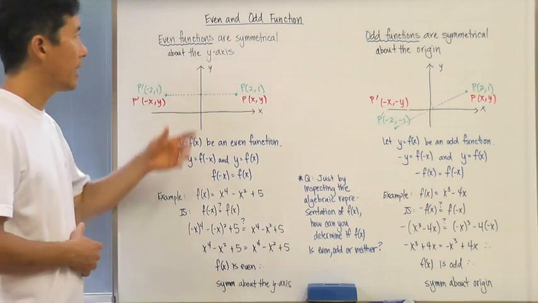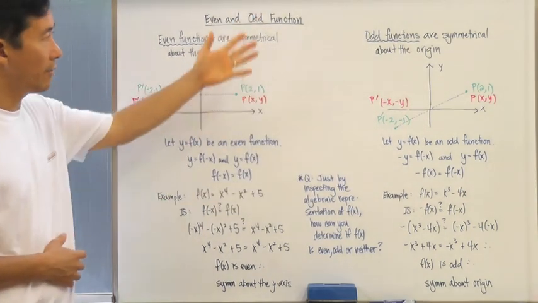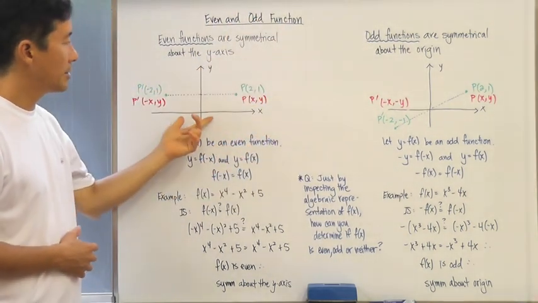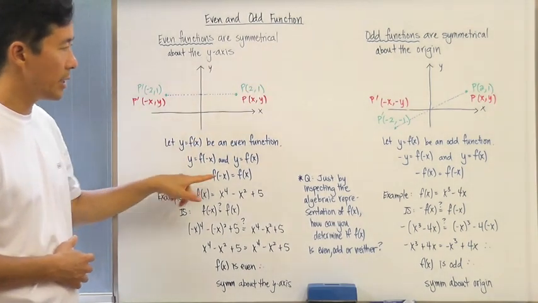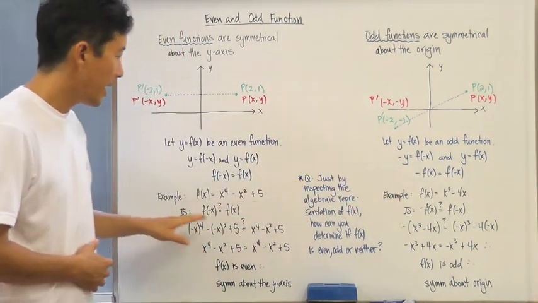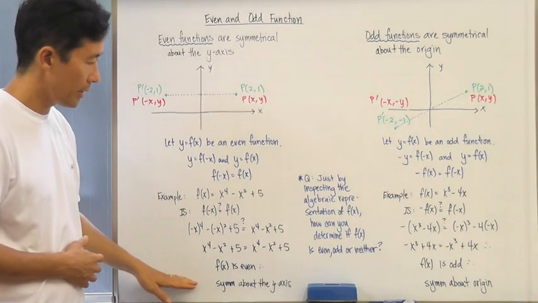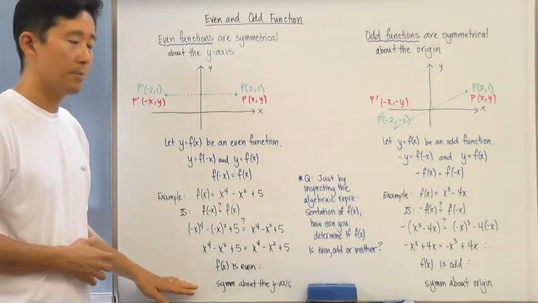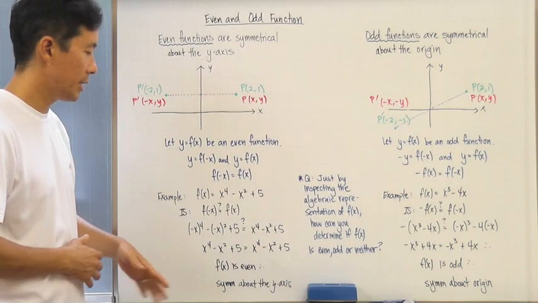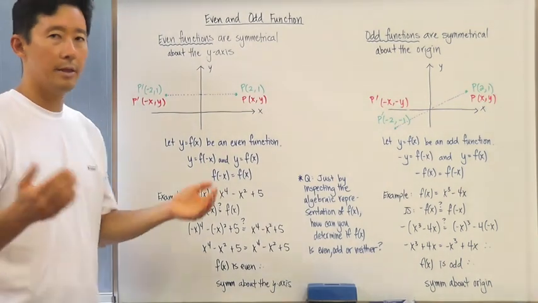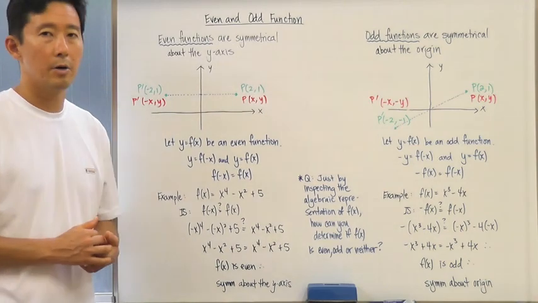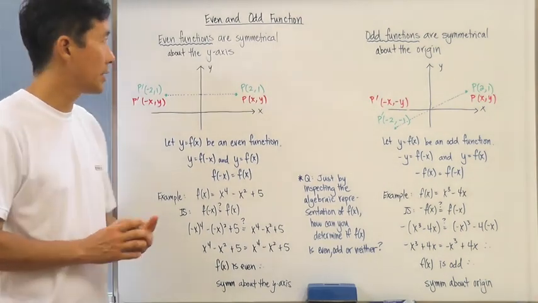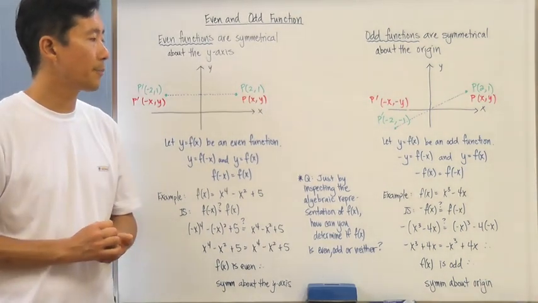So there you have it. We have even functions and we have odd functions. The geometric interpretation of both of these, as well as the algebraic interpretation of both of these, and how to go about proving algebraically whether or not a function is even or odd, and therefore what those ramifications will be with regards to the graphical representation of the function itself.